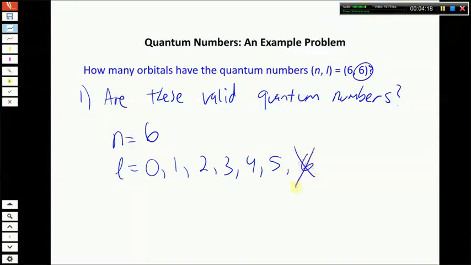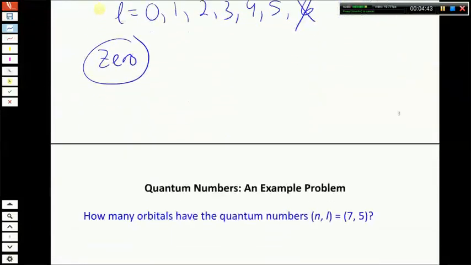But that's not an allowed value of L when n equals 6, okay? So this is not a valid set of quantum numbers, so there would be 0 orbitals that have 6 and 6 as the n and L quantum numbers. If L is going to be 6, n has to be at least 7. Or if n equals 6, the biggest value of L would be 5. Those two don't match with each other, so you're not going to have any orbitals that have that.